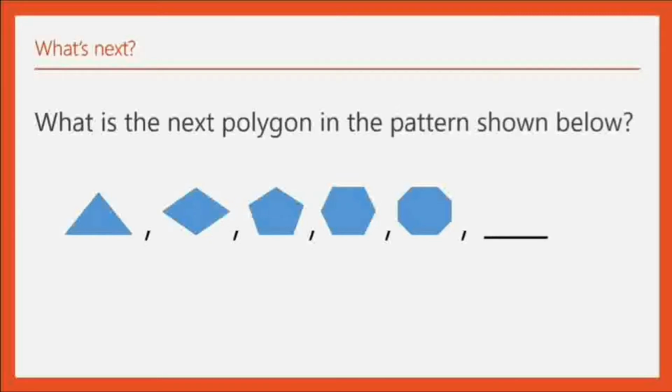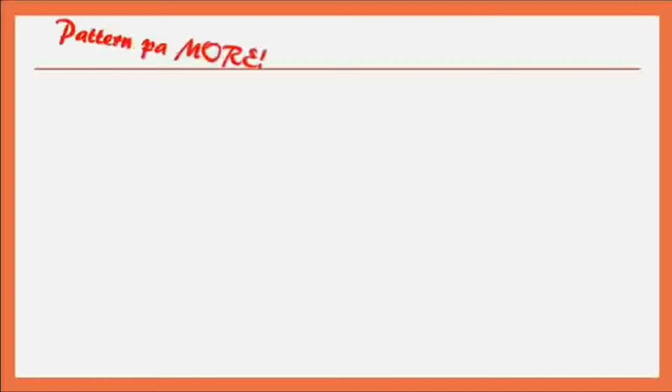Now what is the next polygon after our heptagon? Yes, the correct answer is an octagon, which has 8 sides, which means that the pattern illustrated is that in the succeeding polygon, the sides increase by one side in the next polygon. So in our next activity, we will try a number sequence. So what is the next number?